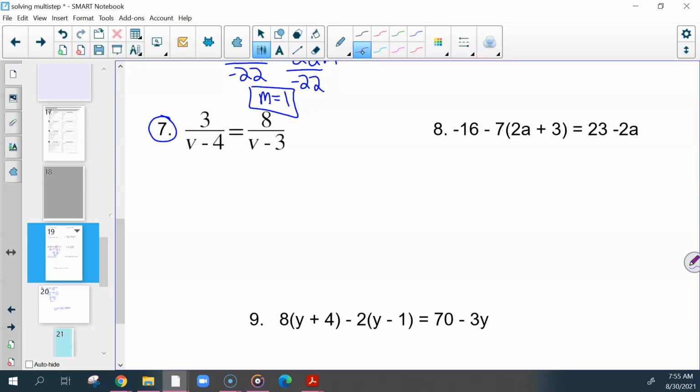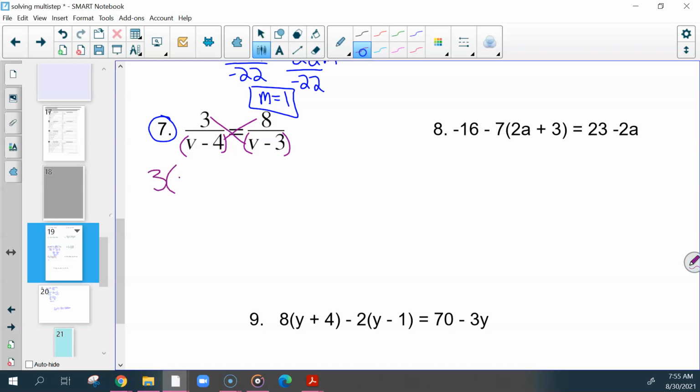Right. For number 7, we have two fractions equal to one another. How did we go about solving that? There's something we need to do before we can actually solve it. Cross multiply. We're going to multiply 3 to everything down here and 8 to everything down here. Anytime you see two fractions, if they're already equal to one another, you should be cross multiplying.